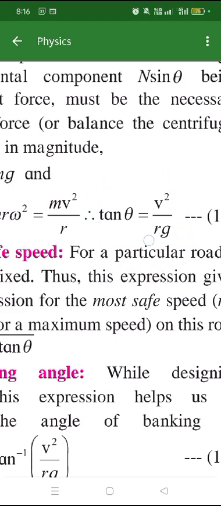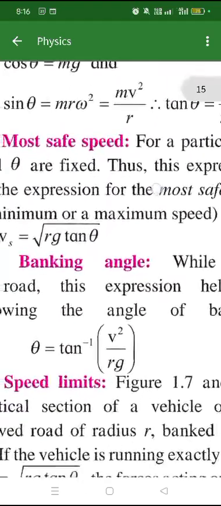This is one of the most important formulas when we are dealing with banking of a road. From this formula we can calculate the maximum safe speed v, the velocity with which a vehicle can move on a banked road. We also require the angle of banking, the radius of curvature of the road surface, and g, the acceleration due to gravity, which is always known to us. So this is the formula: tan theta equals v squared by r g for a banked road surface.